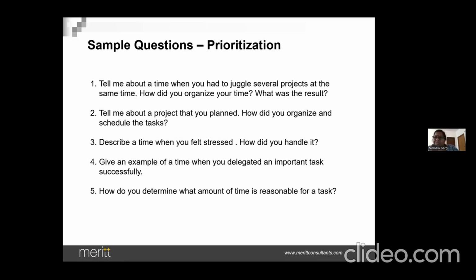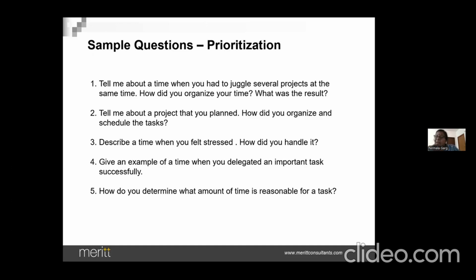Prioritization. Where do you think this competency becomes very critical? In what roles? Especially in roles where there is a customer interface and time-bound delivery. Don't you think prioritization becomes very important? Because I need to deliver something within certain deadlines, then I really need to prioritize, plan, etc.